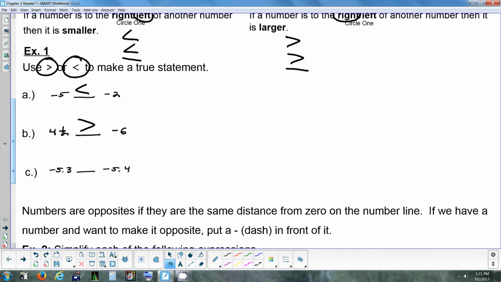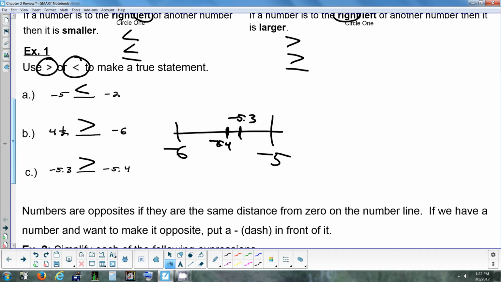Tricky one. Negative 5.3 and negative 5.4. They're kind of close. How does negative 5.3 compare to negative 5.4? Well, think of it on a number line. Here's negative 5. Here's negative 6. Negative 5.3 might be here. Negative 5.4 would be over here, to the left. Negative 5.3 is to the right. So negative 5.3 is greater than, it's to the right. It is bigger.